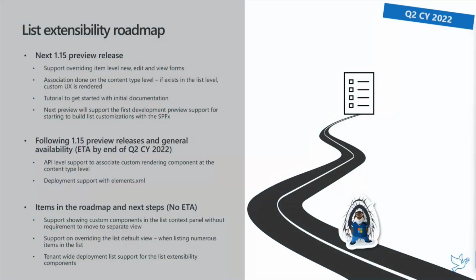So the next 1.15 preview release will support that overriding of item level new, edit and view forms, and you will need to do that debugging directly in the context, so it will not understand yet at the list level that you're associating a custom component to the content type. So you need to do some level of tricks as I did in this demo, and that's the reason why we wanted to have this demo recorded as well. We'll give you a tutorial and then we'll give improvements gradually as we move along towards the GA.